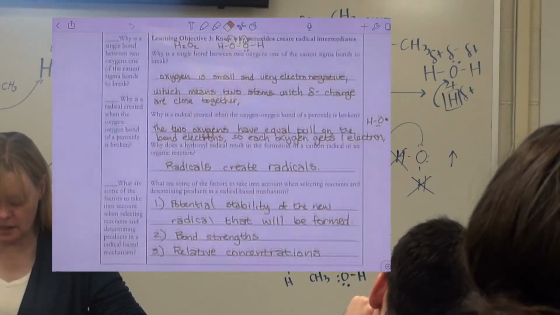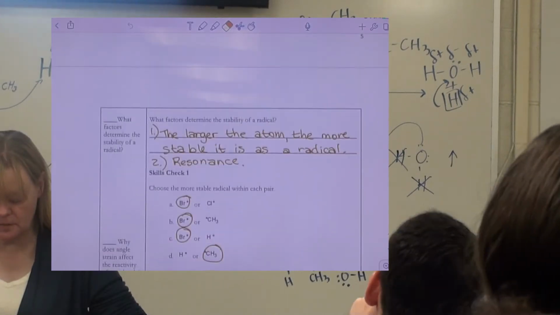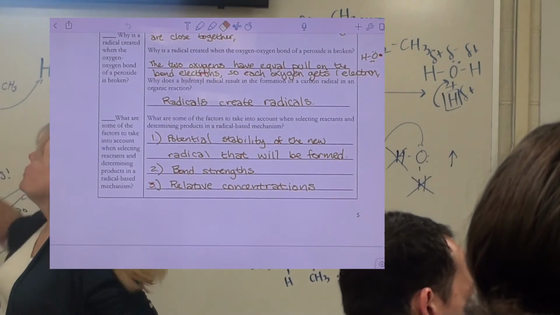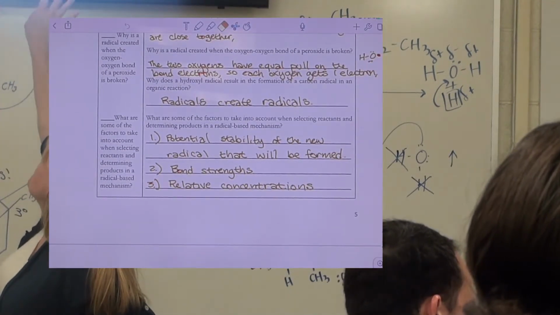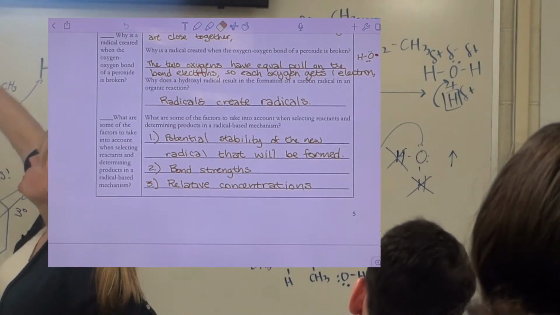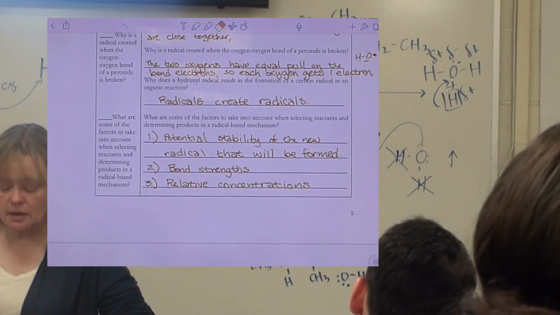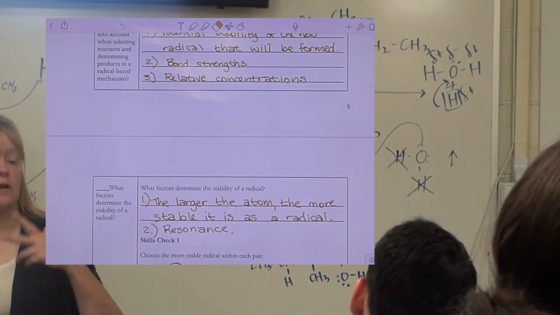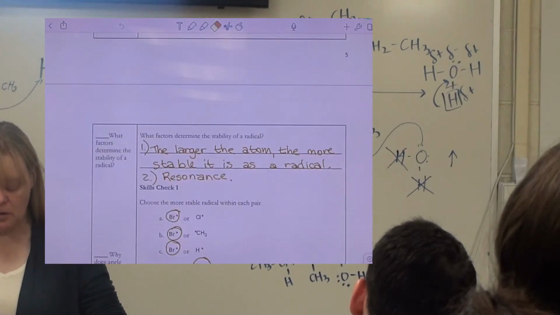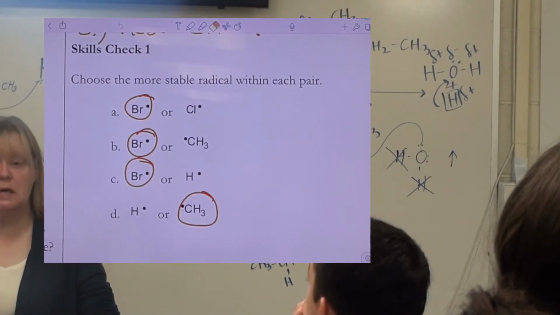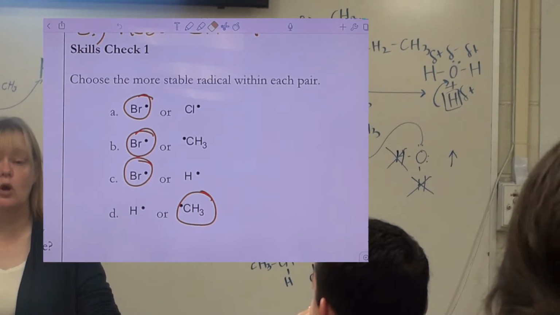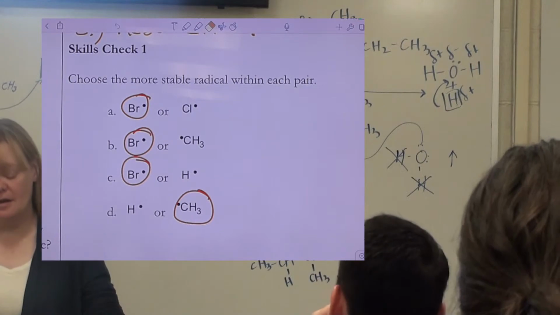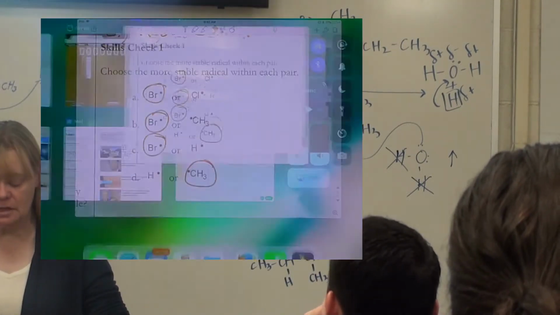We had an exercise in chapter 5 when I was introducing the concept of peroxide and radicals where I said you're going to base your considerations on the stability of the new radical that is going to be formed, since that's so unstable. And then we talked about how the larger the atom is, the more stable it is as a radical. And then you also have factors like resonance that will come up later. But then we went through and said, okay, which one is the more stable radical in each pair? And it was like bromine, bromine, bromine, bromine, because that's the biggest atom in each case, except for D.